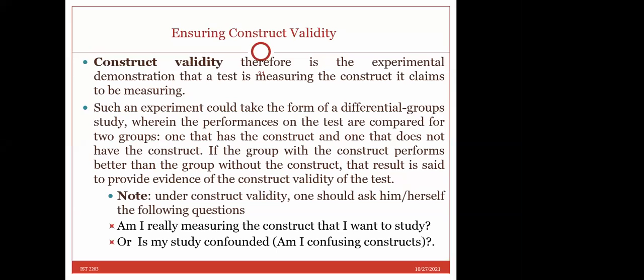So if the group with the construct performs better than the group without the construct, the result is said to provide evidence of the construct validity of the test. So let me say this again. You want to test something or you want to research something that is internal, and you want to show that this test that you've designed will be able to capture this internal process. So you have two groups of people, those who have the construct and those who don't, and then you see.